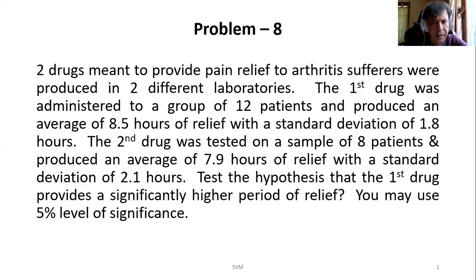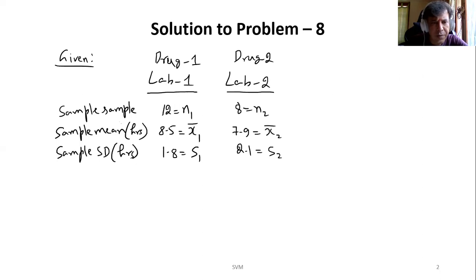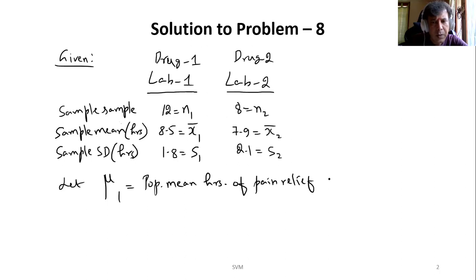Test the hypothesis that the first drug provides... First of all, let us define. Let mu1 be the population mean hours of pain relief due to drug 1. Mu2 is the population mean hours of pain relief due to drug 2.